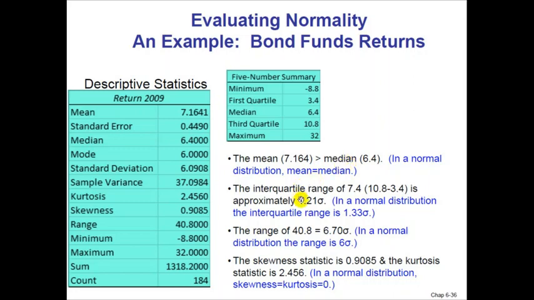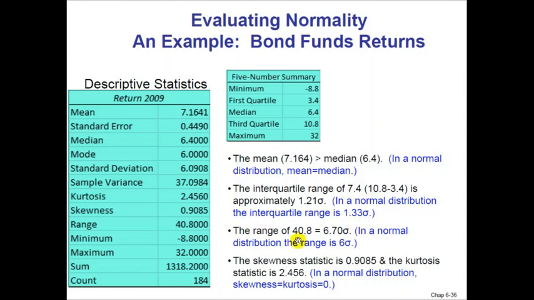So you can check the interquartile range value, which is approximately 1.21 sigma. In a normal distribution, the interquartile range is 1.33 sigma. So it does not fulfill the normal distribution criteria.